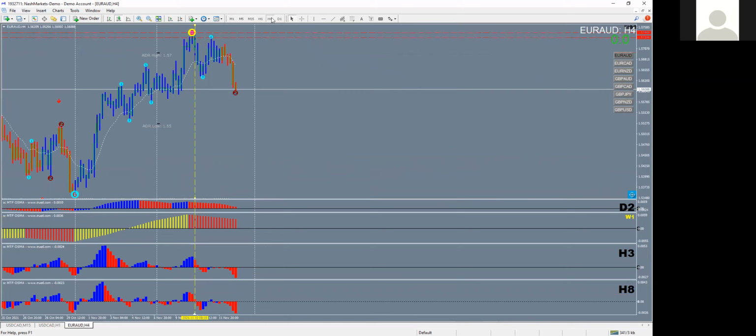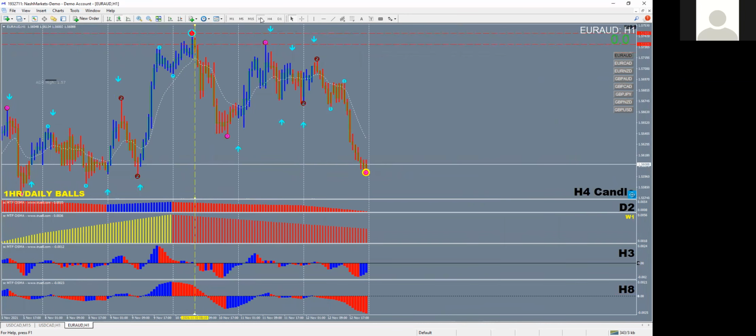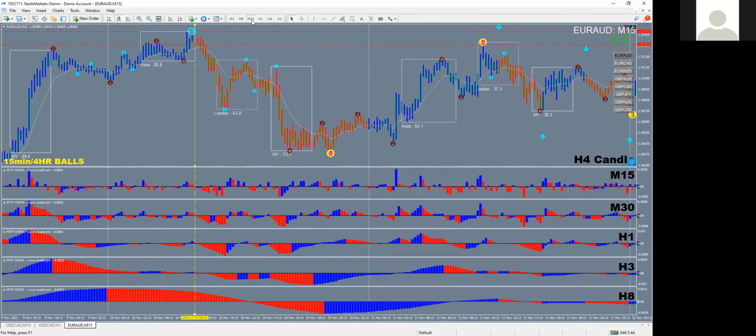The 1 hour never gets ready, but it's still blue, right? Even though everything is lined up, the candlestick is not ready. So you don't want to take this. So you go to the 15. You have your entry. How would you proceed with this trade?